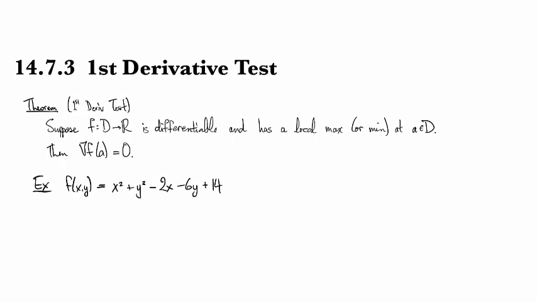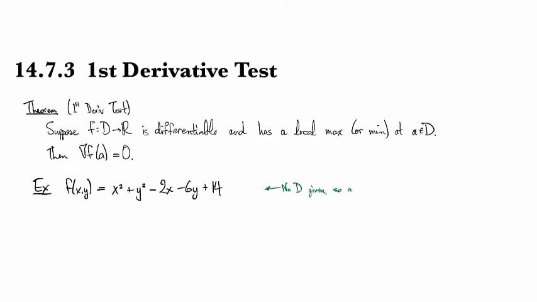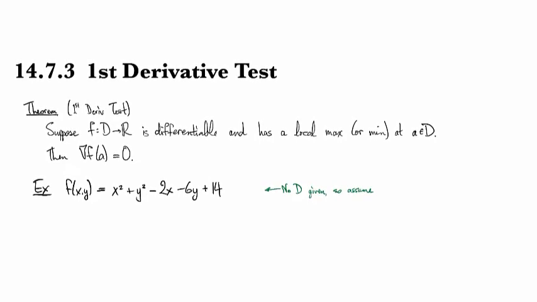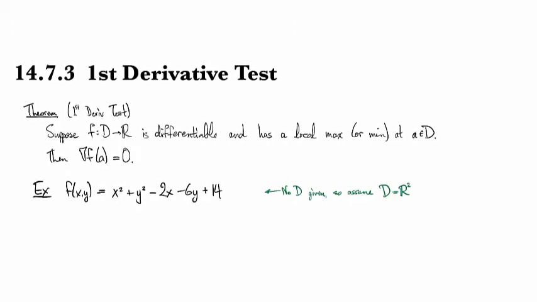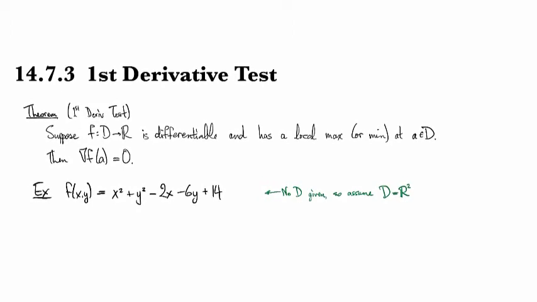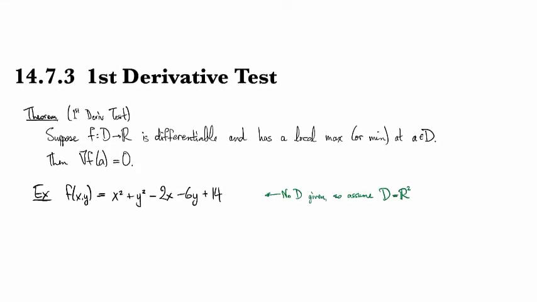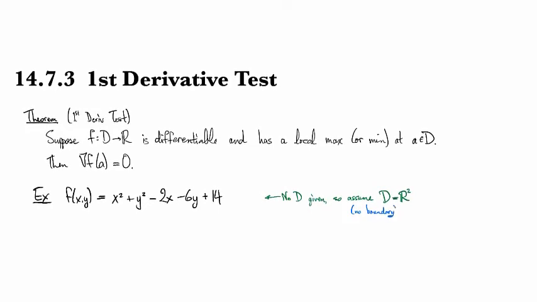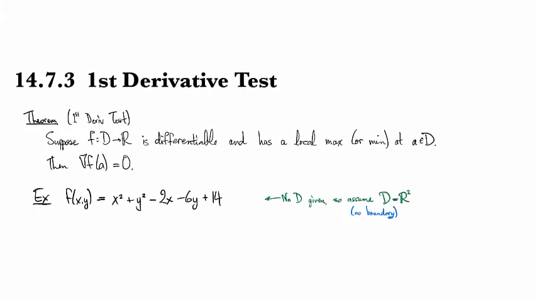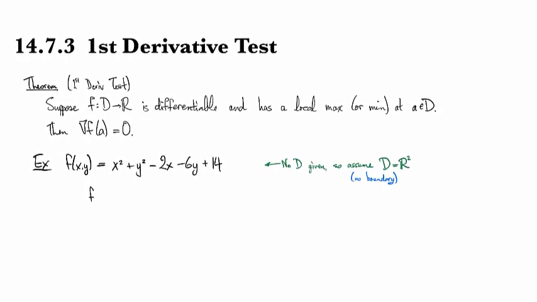In this situation, there's no domain given. So we just assume that it's the biggest domain, which makes sense. And that would be R2 for this function, because this function exists and is continuous everywhere. In particular, there's no boundary to worry about, because the domain is the entire plane.